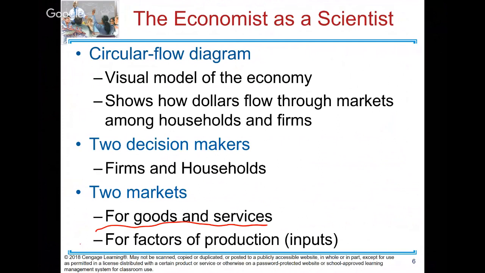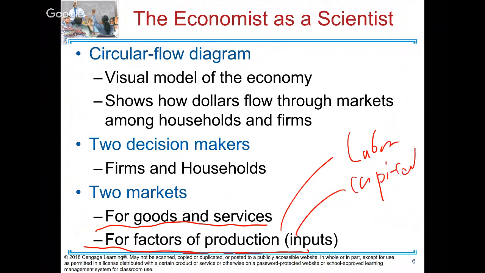But for the second market, the market for factors of production, this one is reversed. So what are the factors of production? If you look at the notes in your book, the factors of production are labor, capital, and I'm forgetting one thing. What am I forgetting?